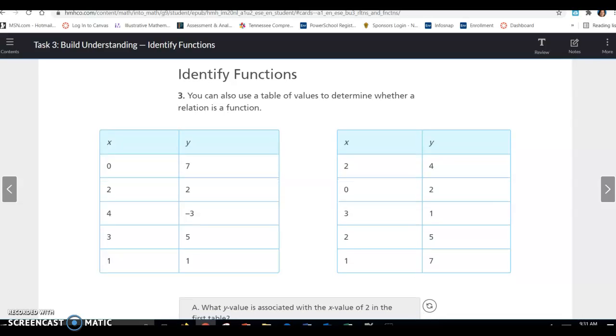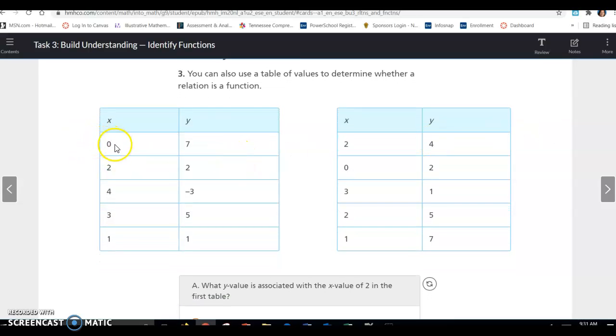You can also use a table of values to determine whether a relation is a function. All right, so if you remember in the last task, we looked at a mapping diagram, but we were looking at the x values. If the x values are unique, it is a function. So if we look down through here, 0, 2, 4, 3, 1, this one is a function because these are all unique. We don't have to worry about what's in the y's, only the x's. So here, let's look at this one, 2, 0, 3, 2. Because 2 shows up twice, this one is not a function, okay?